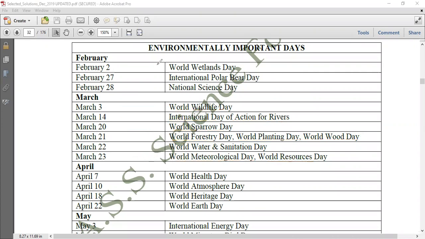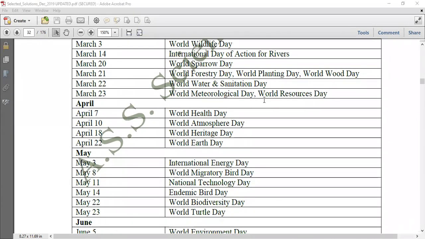Let's come on to April. In April, we have quite important days. These are quite important information if it comes to the question. April 7 is World Health Day. April 10 is World Atmospheric Day. April 18 is World Heritage Day. And World Earth Day is April 22. So that was Earth Day, which was there in the question.